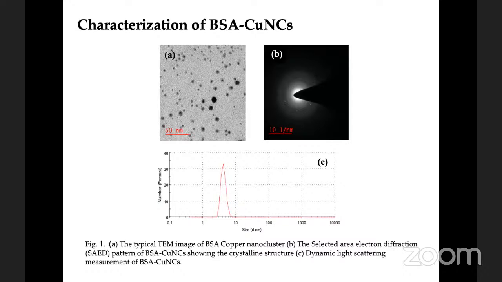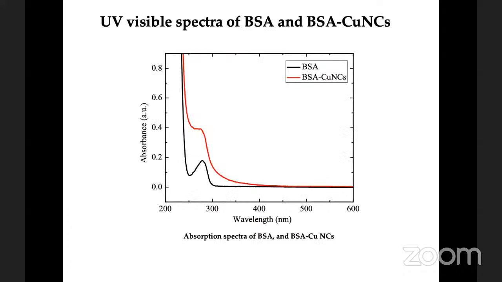The size and shape of these BSA copper nanoclusters are characterized by TEM, as you can see in the extreme left image. They are spherical in shape and of extremely small size. The DLS picture at the bottom shows the hydrodynamic radius is a few nanometers, less than 5. The SAED pattern confirms the crystalline structure of these copper nanoclusters. We have also recorded the UV-visible spectrum of BSA and BSA capped copper nanoclusters. The UV peak of BSA is at 280 nanometers, which is in black color.